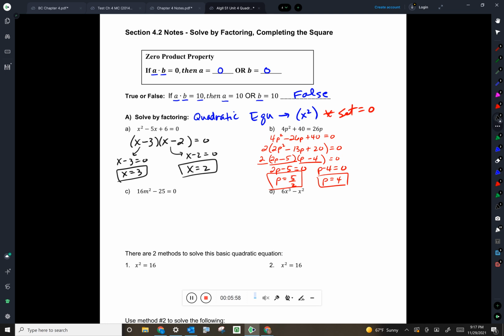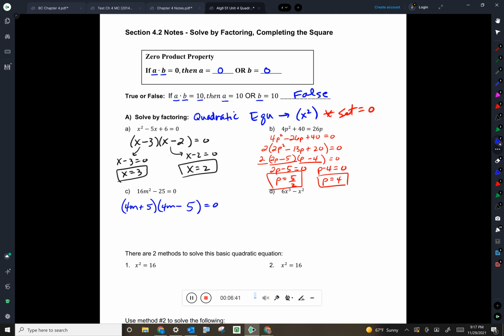Okay, look down at letter C. All right, when you first look at letter C, first thing, is it set equal to 0? Yes, so that's good. Next thing, can we factor? Well, do you notice it's a difference of squares? So if it's a difference of squares, remember, automatically you know you have a plus and a minus. To get 16m squared, that's going to be 4m times 4m. And then to get the minus 25, wouldn't that be a 5 times 5? So I did my difference of squares. Remember, on difference of squares, you don't really have to check it. And so now set each factor equal to 0.